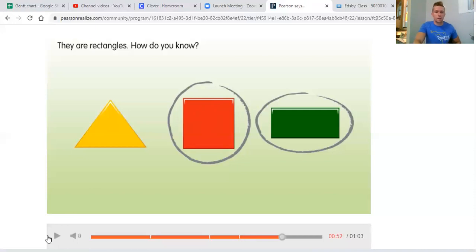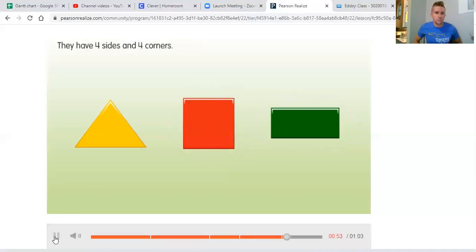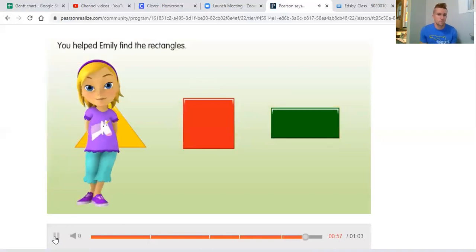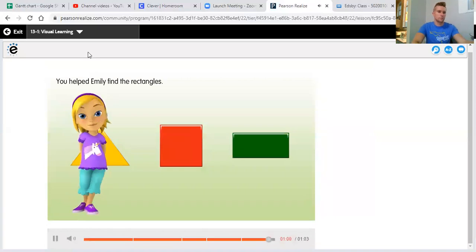I'm so proud of you. Let's move on. They have 4 sides and 4 corners. You helped Emily find the rectangles.